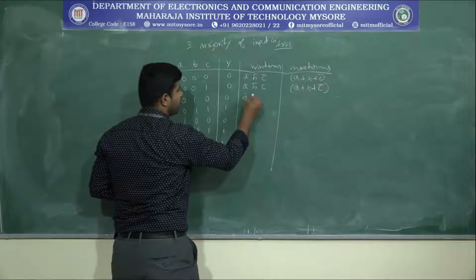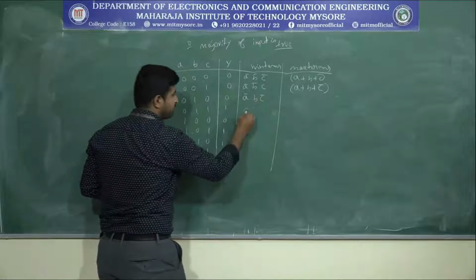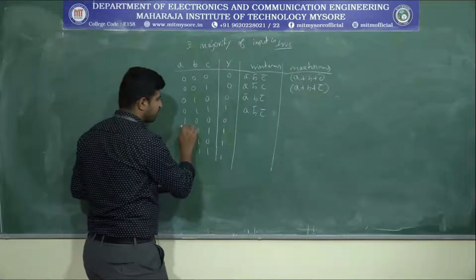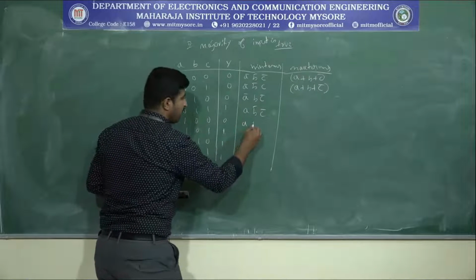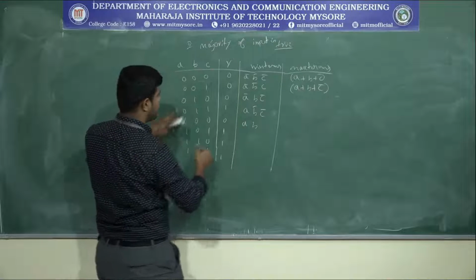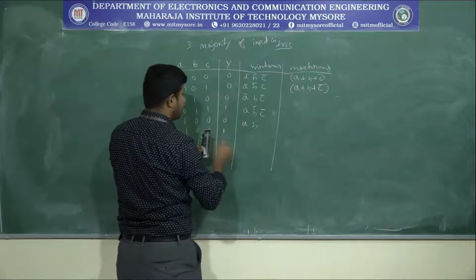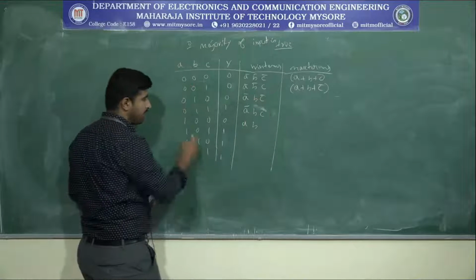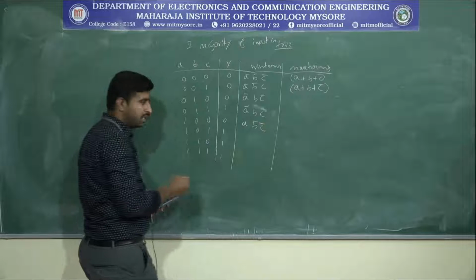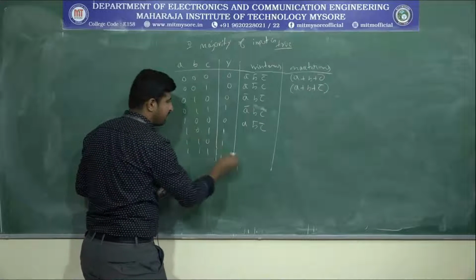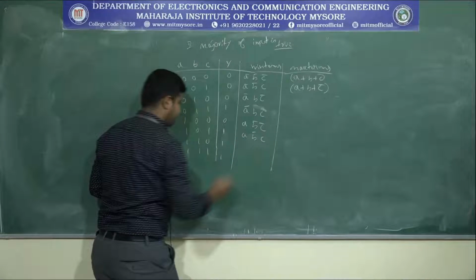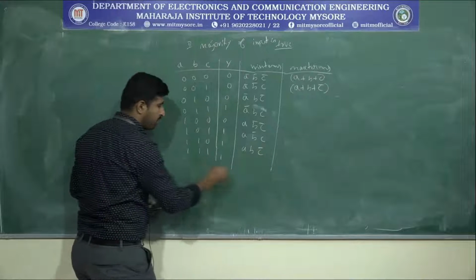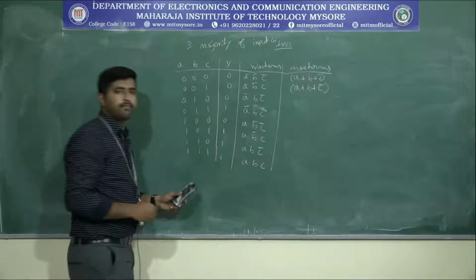So here the min terms correspond to a bar b c bar, a b bar c bar. Next for 1, 0, 0, a bar b c bar, and this is a bar b c, a b bar c bar, and this for 1, 0, 1, a b bar c, 1, 1, 0, a b c bar, 1, 1, 1, a b c.